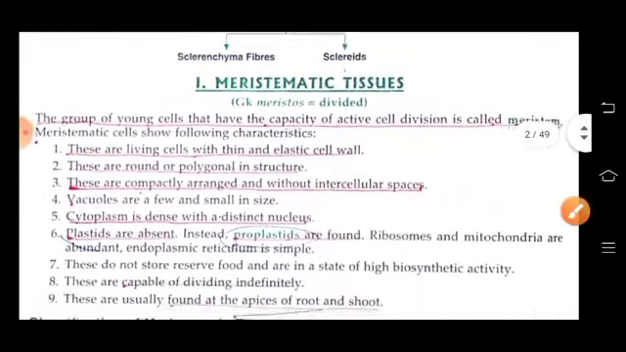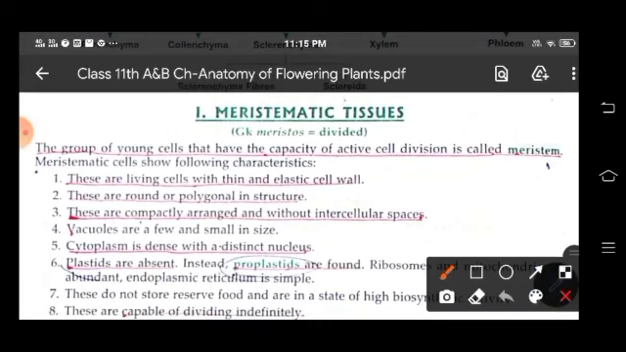So let's study the meristematic tissue. Meristematic tissues have the capacity of active cell division and are known as meristem. They show particular characteristics: these are living cells with thin and elastic cell wall. These are round or polygonal in structure. These are compactly arranged and without intercellular spaces. Vacuoles are few or small in size. Cytoplasm is dense with distinct nucleus.